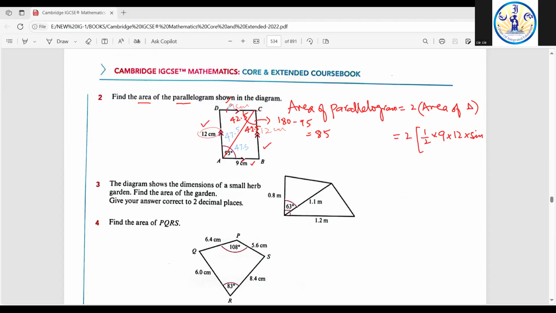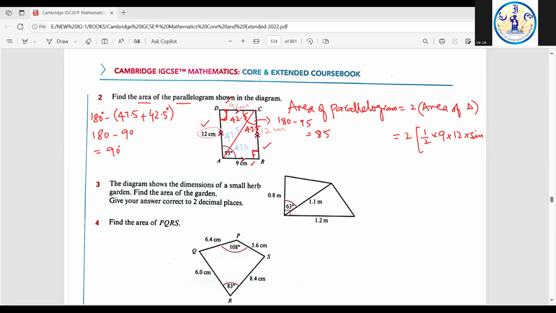Now, I need this angle, that is 180 minus the sum of 47.5 and 42.5, because we know that the angle sum of a triangle is 180 degrees. So this will become 180 minus 90, that is 90. So this angle is 90 degrees. Same goes with this one. This angle is also 90 degrees.